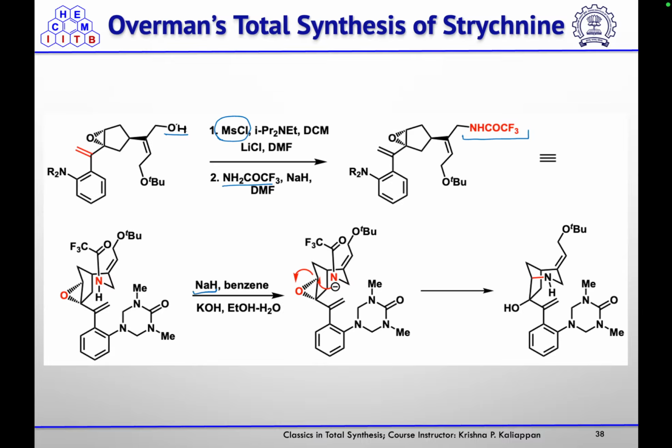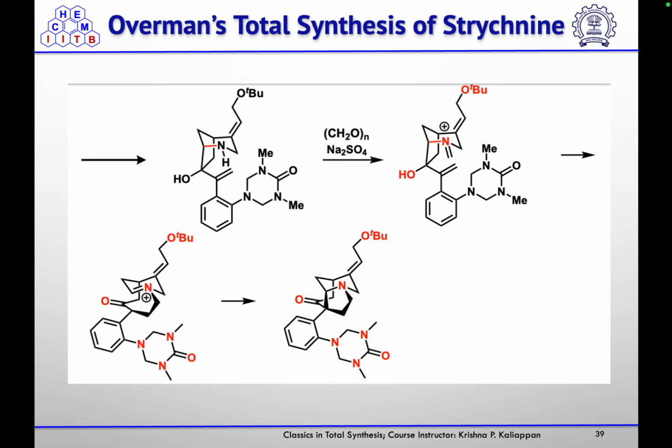So on treatment with base, it will generate the anion at this position, and this will open the epoxide to get this allylic alcohol, which on further reaction with formaldehyde will form the corresponding imine, and then it will undergo an aza-Cope rearrangement reaction to form this iminium ion, and then further it will undergo a Mannich reaction by attack from this alpha position to form the corresponding beta amino ketone.